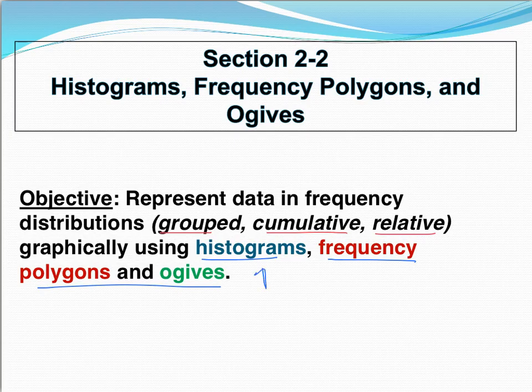There are also 2 types of histograms, just so you know. There's the regular histogram, and then there's one called relative. And that's dealing with the percent signs that come from your relative grouped frequency distribution. Okay.